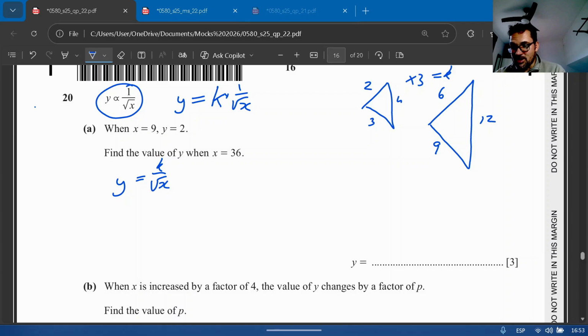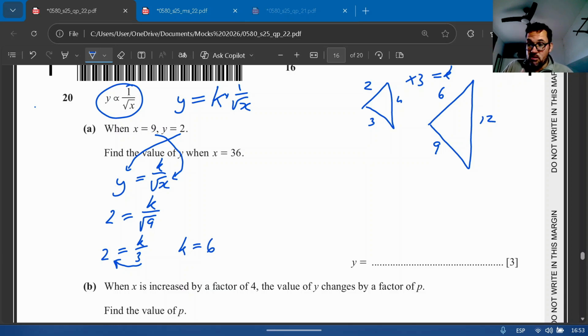So now we got this. We can put these values. We could put the 9 where the x is, and we can put the 2 where the y is. So that means 2 equals k over square root 9. Okay. Then of course square root 9 is 3, and then we need to multiply the 3 there. So the constant here is 6. The scale factor is 6.